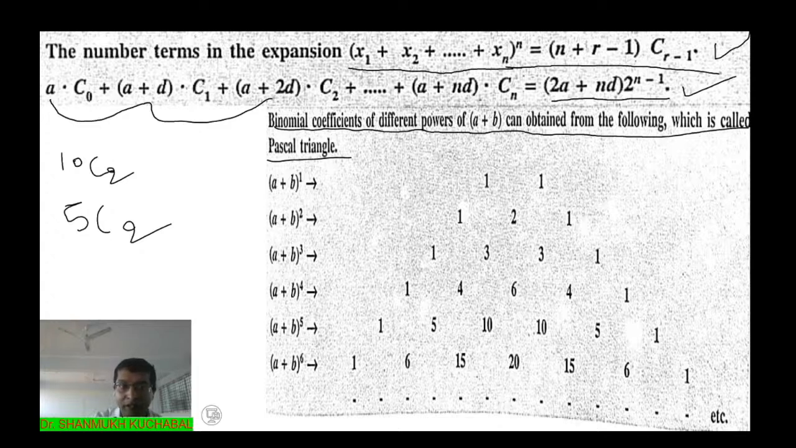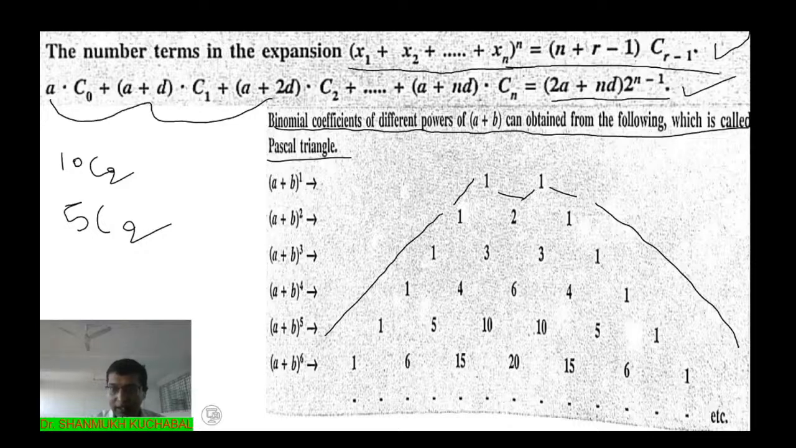First, a plus b raised to 1. It is 1 1 here. That is a into 1 plus b into 1. Now if it is a plus b whole square, then see it is 1 2 1. How? 1 I take as it is, 1 plus 1 is 2, then 1 I will carry forward. Every time 1 1 it will be. Then for the next row 1 plus 2 is 3, 2 plus 1 is 3, it is like that, and for the next 1 plus 3 is 4, 3 plus 3 is 6, 3 plus 1 is 4, like that. So here also 1 plus 4 is 5, 4 plus 6 is 10, 6 plus 4 is 10, 4 plus 1 is 5.